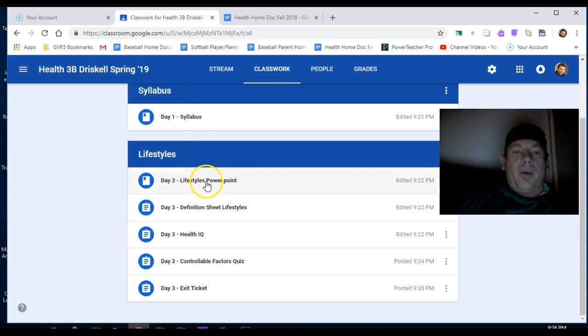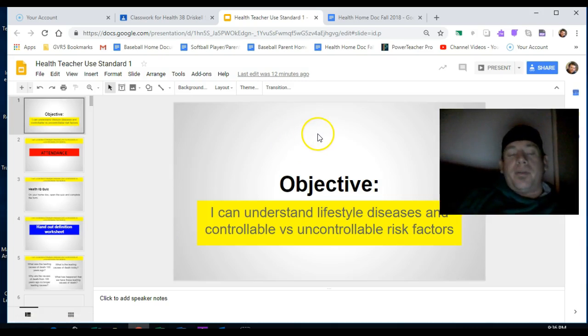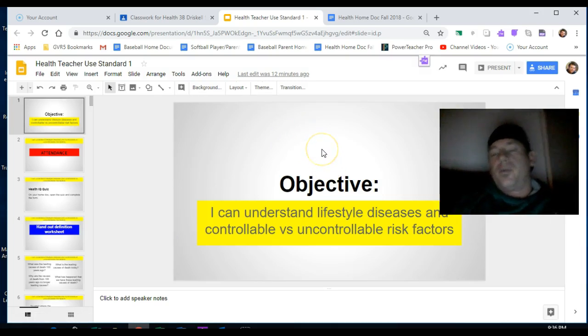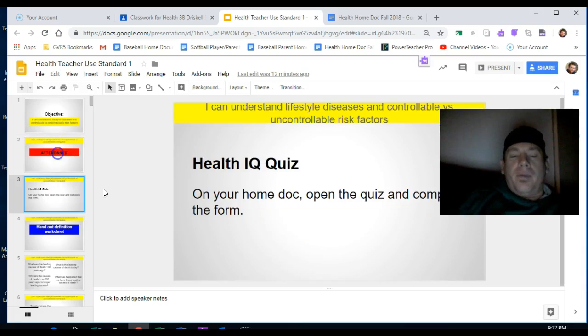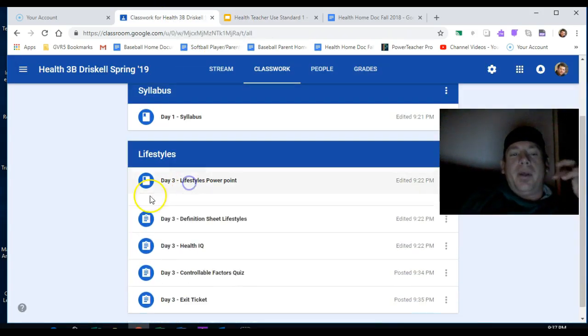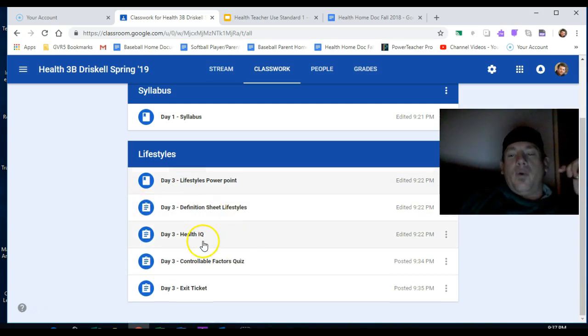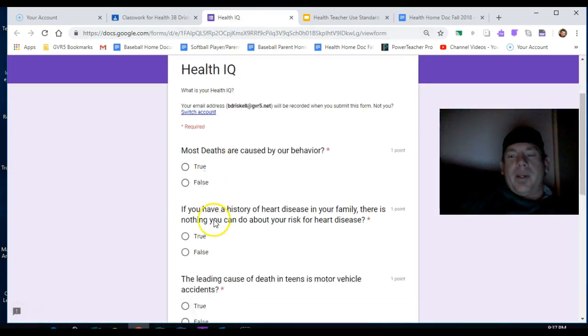So continuing on, I'm going to open up the PowerPoint to the objective. Our first objective is: I can understand lifestyle disease and controllable versus uncontrollable risk factors. I'll get into a little bit more about what that means so you have an understanding. The next thing I would like for you to do is go back to Classroom and open up the Health IQ quiz. It's the third thing down the list. You'll click on this, open up the quiz, and take it.